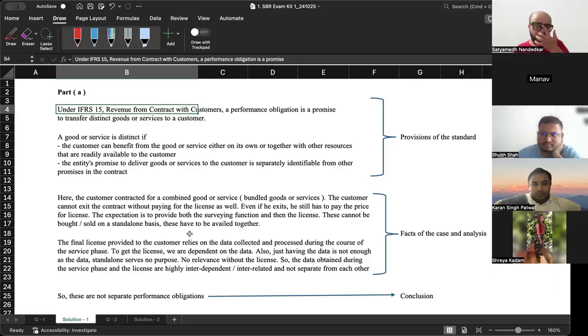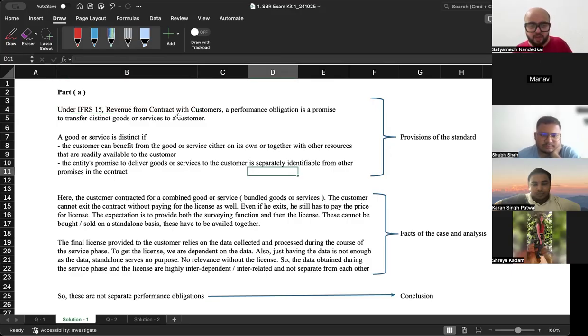That is not the name of the standard. What is the name of the standard? Revenue from contract with customer. A performance obligation is a promise to transfer distinct goods or services. By the way, in your exam, you have the capability to highlight certain points, right? आप bold bold कर सकते हो. Don't do it unless you have time.